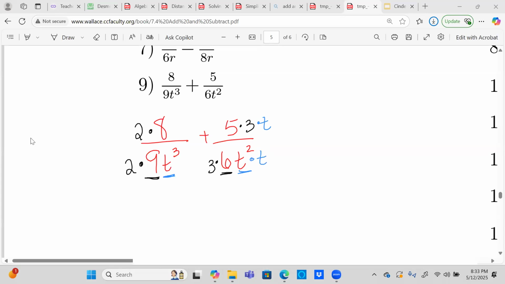Okay, now we're ready. 2 times 8, so that's going to be 16, plus 5 times 3 times t. So that would be 15 with a t. And then our common denominator, 2 times 9, so 18. And then taco 3. No GCFs, nothing factors, you're done.